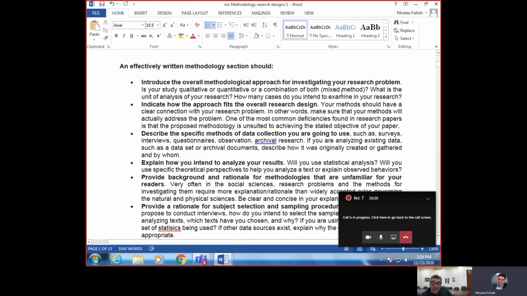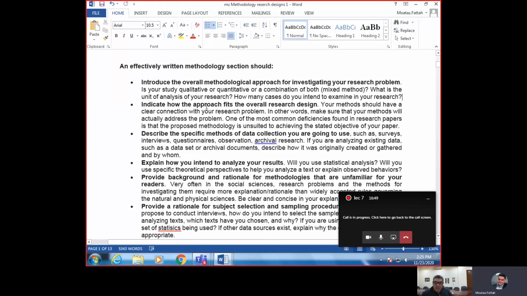Okay, how many cases do you intend to examine in your research? Are you going to do a single case study? Are you going to have a cohort? Are you going to make it comparative between different cases? Are you going to interject variables as a researcher to see the impact of a certain variable on your units of analysis and so on? All of that you have to answer in a way or another. It has to be written somewhere.